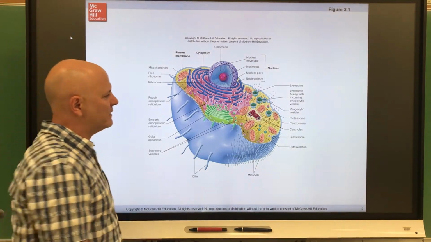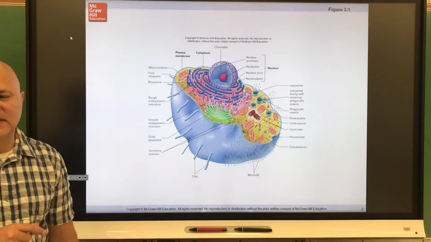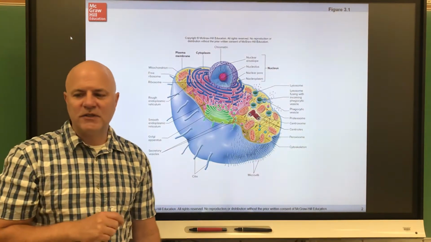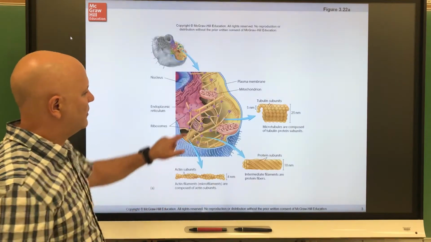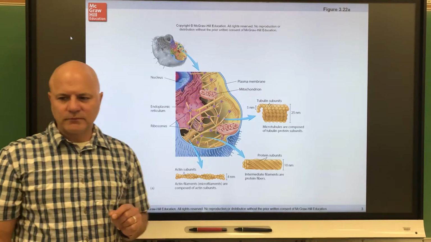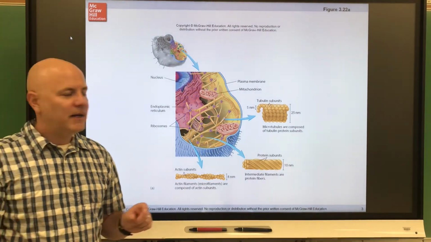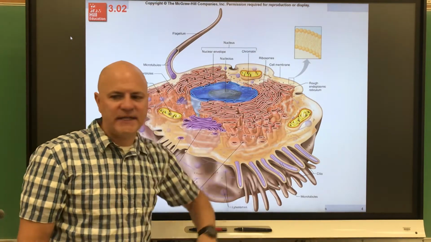Next is the cytoskeleton. You can see on here there's all these little fine fibers in there. That's part of the cytoskeleton. These are filaments and tubules that provide support for the cell. If we go to this next picture, you can see those a little bit more there. So that's the cytoskeleton. Now, we do have appendages. Appendages are structures that stick off of our cells.